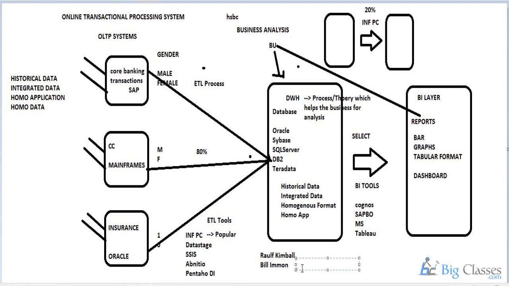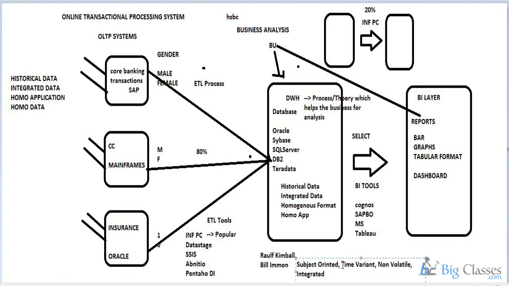A data warehouse is a subject-oriented, time-variant, non-volatile, and integrated collection of data. So these are the four characteristics given by Bill Inmon. So subject oriented, what is meant by subject oriented?